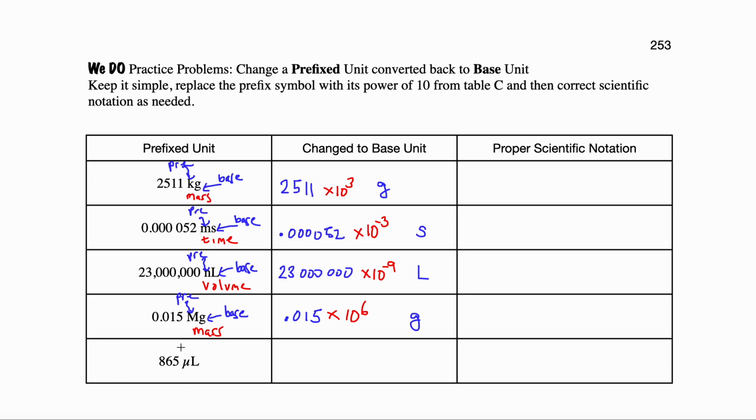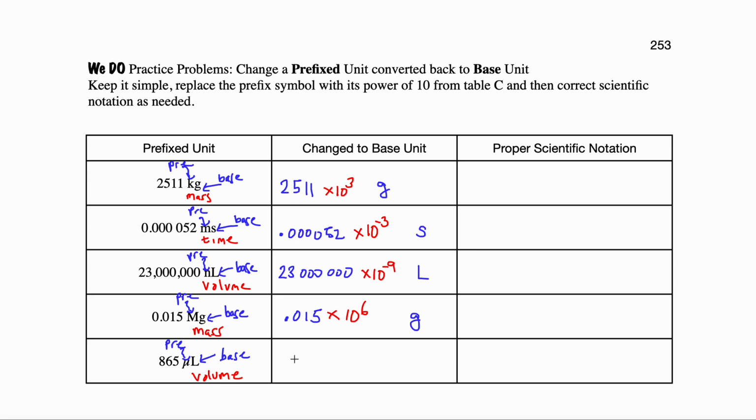So the weird looking U is a symbol that I will find on table C because it's a metric prefix. And the only one that has a symbol that looks like a funny looking U is micro. The capital L is the base unit for liters, so microliters. And anytime we're measuring anything in liters, with or without the prefix, we are representing the quantity of volume. So we have 865 microliters.